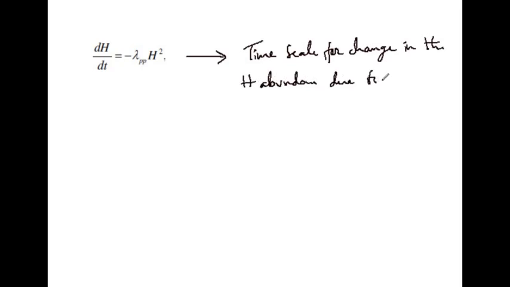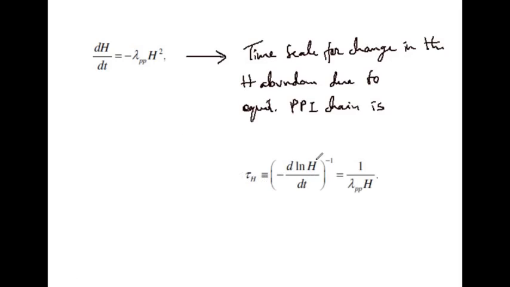Now you see, from this equation it follows that the time scale for change in the hydrogen abundance due to equilibrium pp1 chain is basically given by this tau of h, which is defined like this: minus d/dt of ln h to the power minus 1, and this value from this equation, it gives me this value. Now since we have already obtained this, so basically we have obtained a time scale for change in the hydrogen abundance due to the equilibrium pp1 chain.